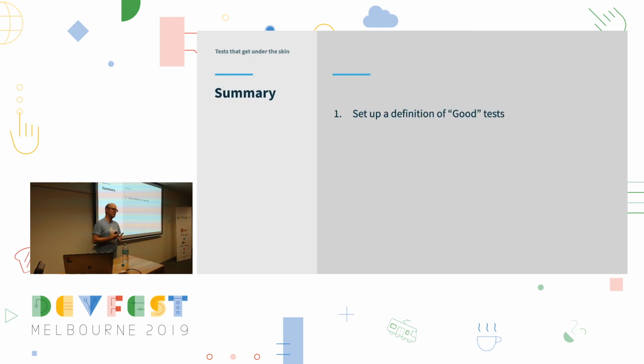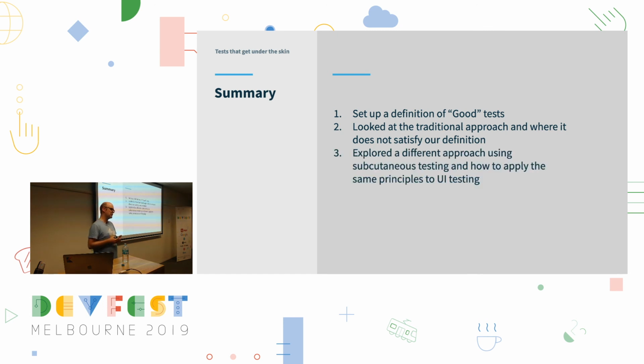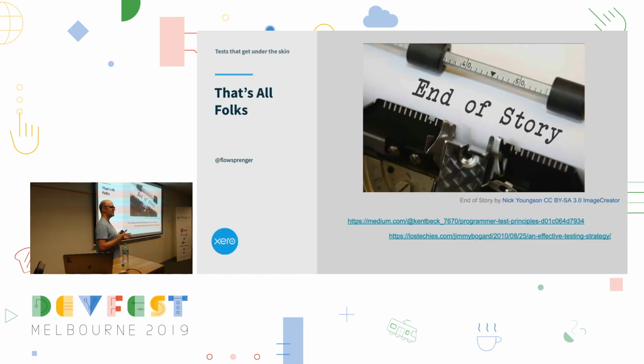So in summary, we set up a definition of what good tests actually are. Then we looked at our traditional approach and how we fail to write good tests, or how we fail to satisfy our definition. Then we explored a different approach using subcutaneous testing and applying the same principles to UI testing. I hope this enables you to reflect on your own principles. I'm not saying this is how you should test. You need to find out how to test your applications properly. But maybe this proves useful for you.